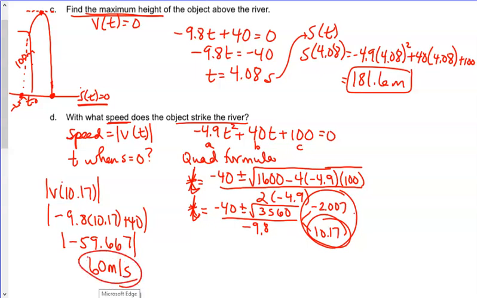If I would have asked for the velocity, it would have been this negative 59.667. And would it make sense that it's negative? Absolutely, because it's coming down to the ground. That's the direction part. Negative means it's going down to the ground. So the speed is just 60 meters per second.